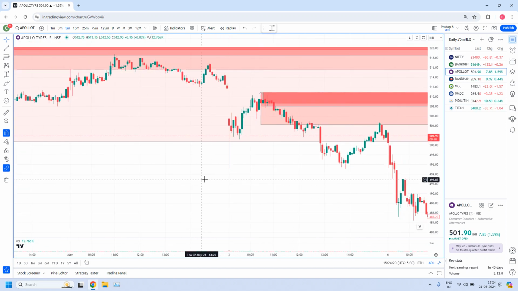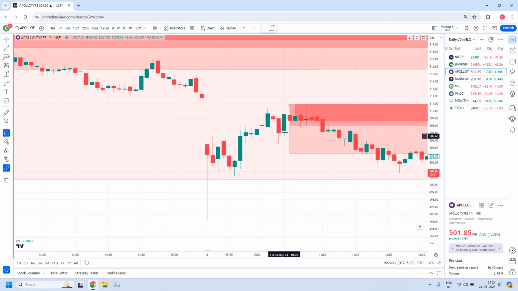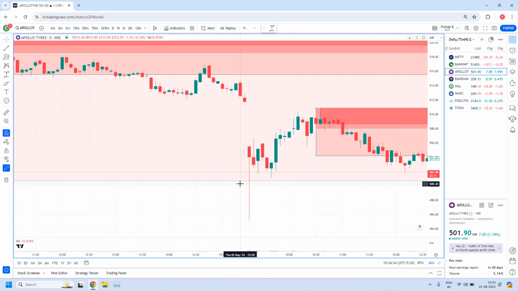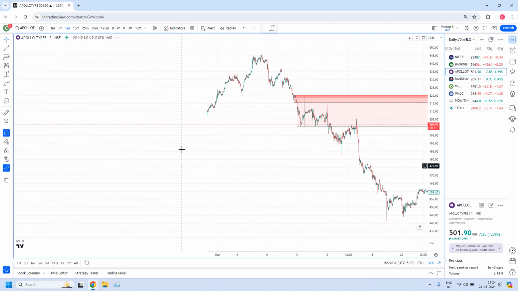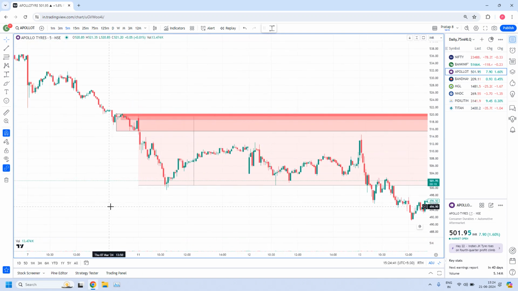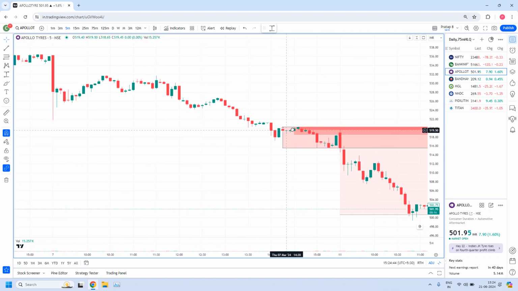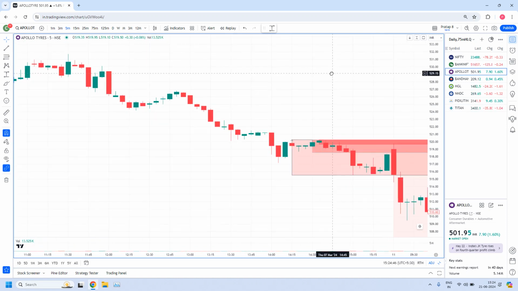And here you have a rally candle, 1, 2, 3, 4, 5, 6 base candles and again a drop candle. This is the way we have drawn a 5-minute zone. And here also you have a rally candle, 1, 2, 3, 4, 5, 6 base candles, and a drop candle. That way we can draw.